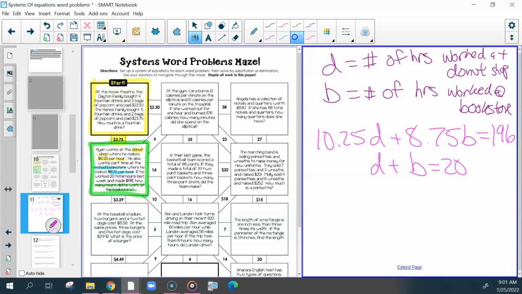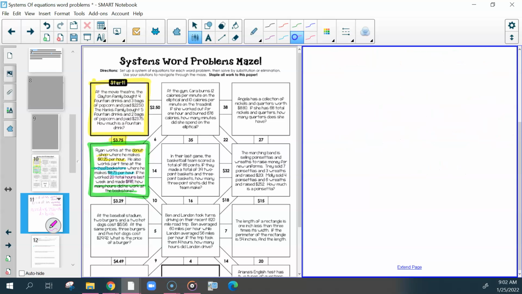Alright, since we're doing this one by substitution, and we are asked to find how many hours he worked at the bookstore, if we were to solve this second equation for D, when we substitute that back in, we'll only have B's, and that's what we want. So if we solve this for D and substitute it in, we'll end up with B.